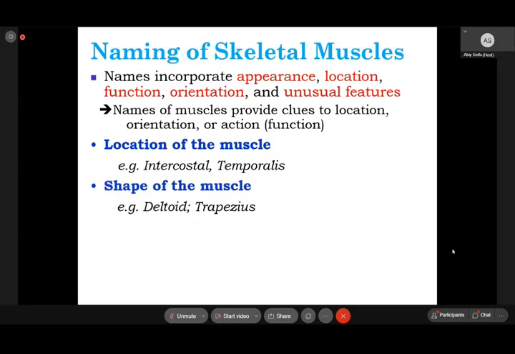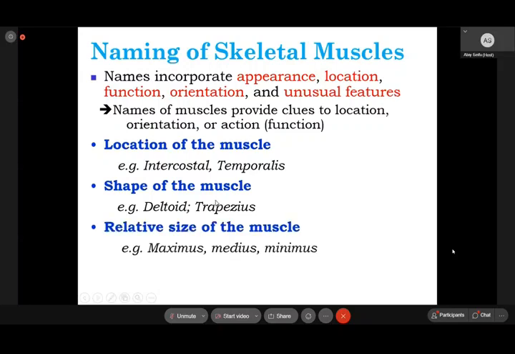Then, based upon its shape, the names of the muscles also give a clue about the shapes of the muscle. For instance, the deltoid muscle, which looks like the inverted deltoid letter. The trapezius muscle, which is a back muscle, has a trapezius shape.